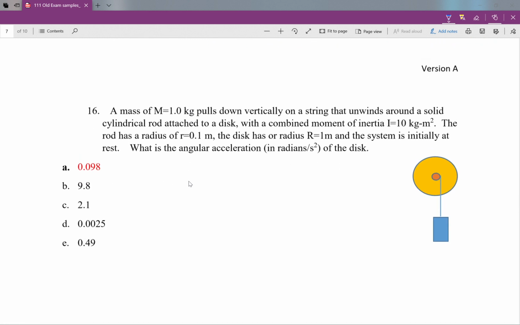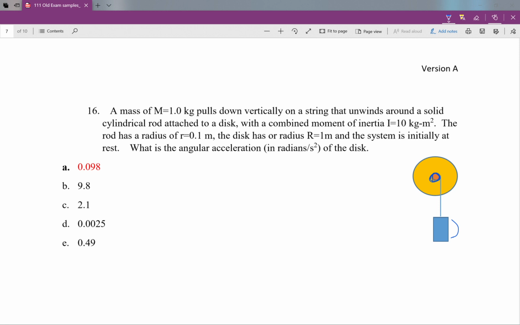Now, question 16. We have a mass of 1 kilogram pulling down vertically on a string that winds around a solid cylindrical rod attached to a disc. That's important. The rod is inside the disc. This is the rod that we're talking about, not this. This is the mass, the weight that's pulling down the cord.